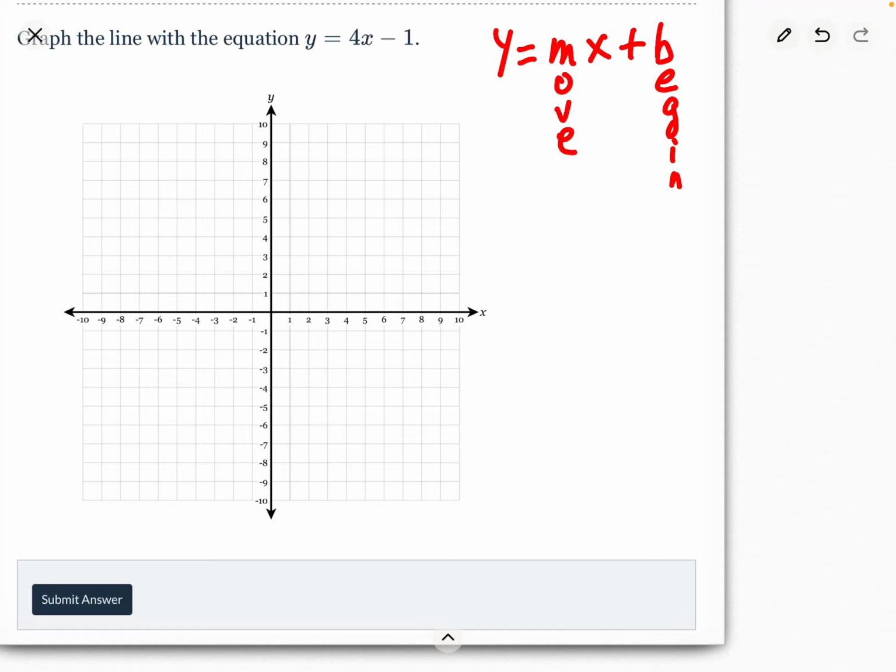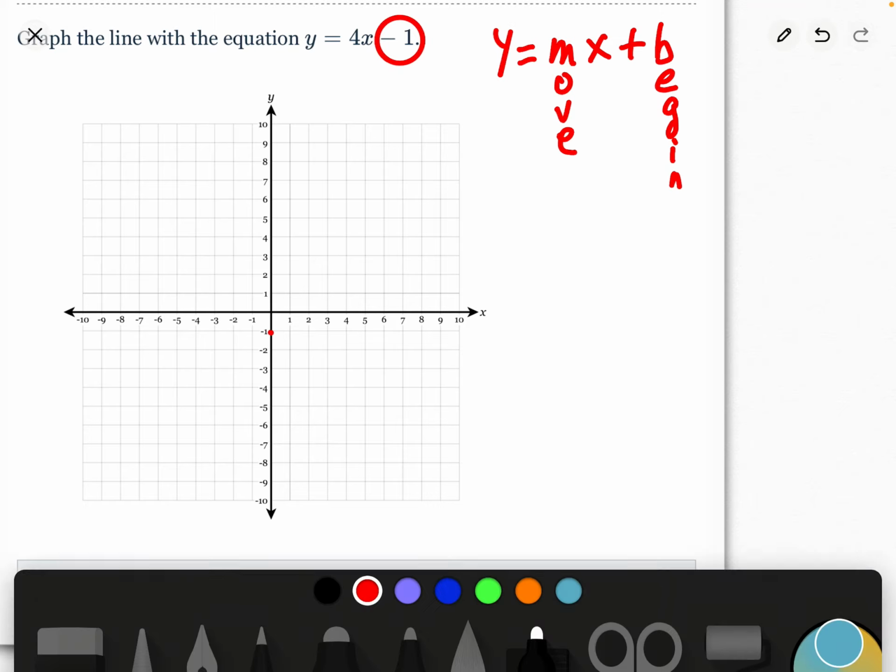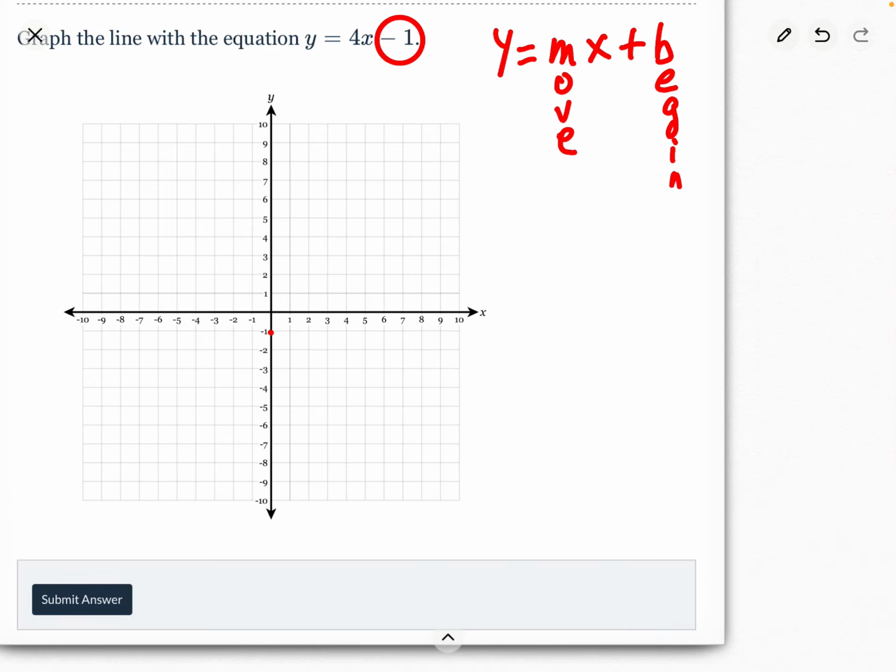So in this example, the y-intercept is negative 1. So we begin at negative 1. I'm just going to put a point at negative 1. And now I'm going to move. And this is how I'm going to move. I'm going to move 4 over 1. So I'm going to rise 4, go up 4, and then I'm going to run 1.